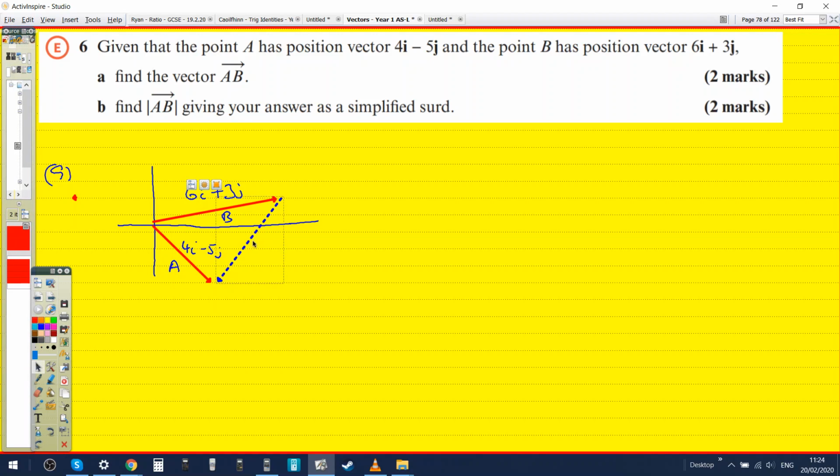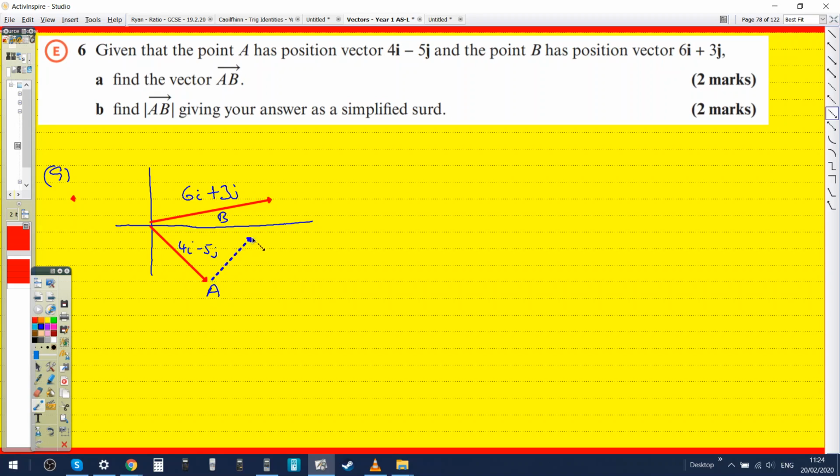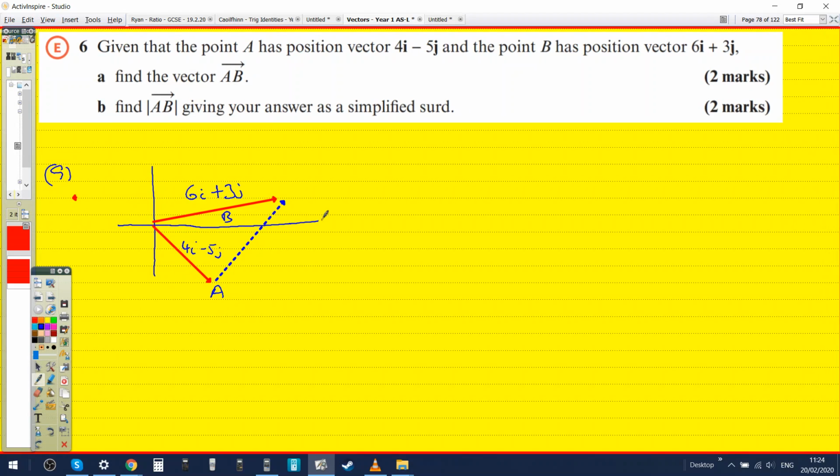I think I might have drawn this vector the wrong way actually. So if this one is A and the other one is B, so we want A to B. We're going from A to B. Will it be minus 1 times 4i minus 5j plus 6i plus 3j? Or I'm not really sure. Yes. Did you say minus 1 times 4i minus 5j, like that? Yeah. And then plus the other one.